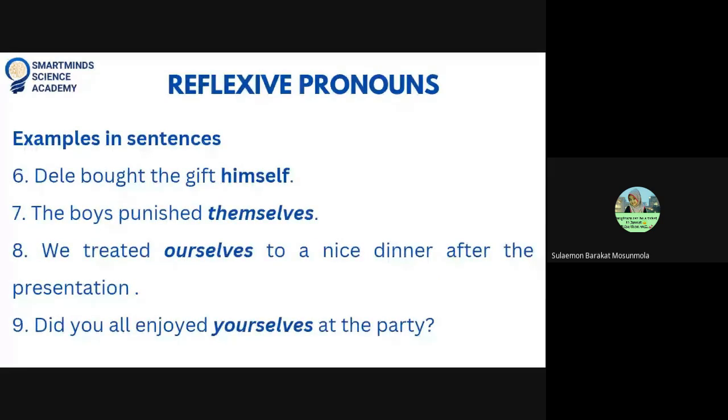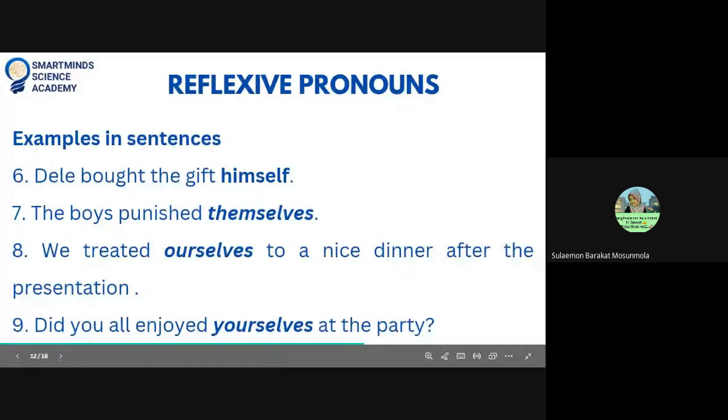Dele bought the gift himself. Now, Dele is a male. You should not use herself or itself or myself. No. Dele bought the gift himself. The boys punished themselves. That is, this one punished himself, the other boy punished himself, the other one also. Now, why do we have themselves?